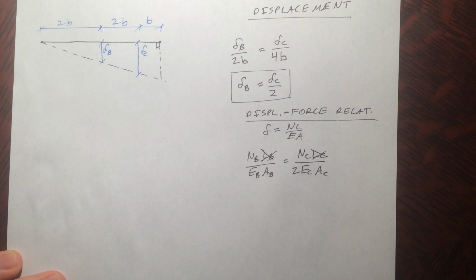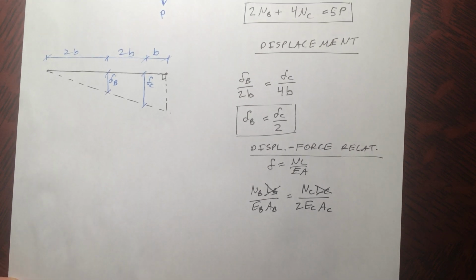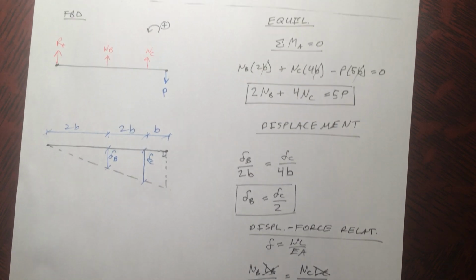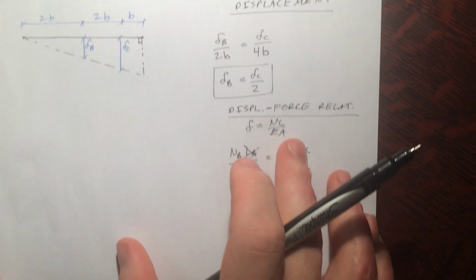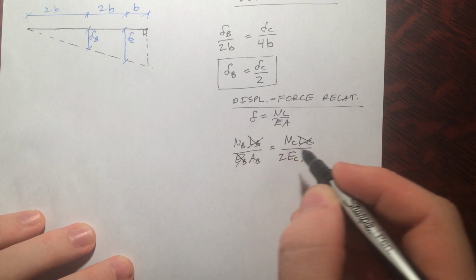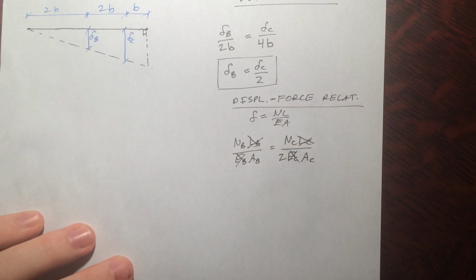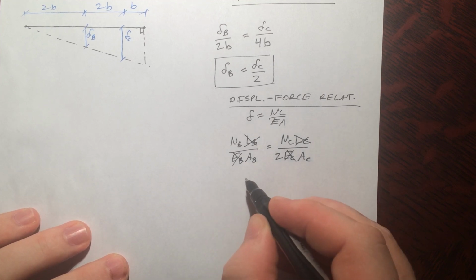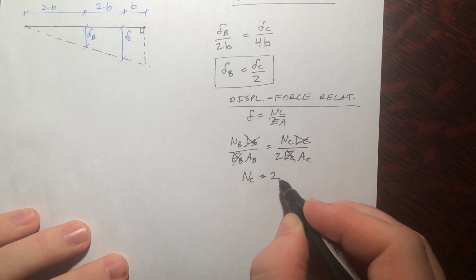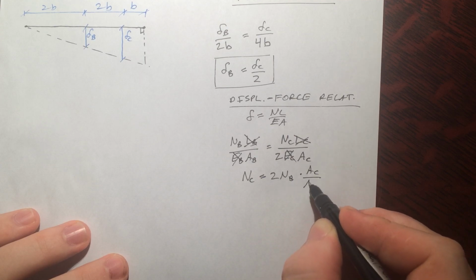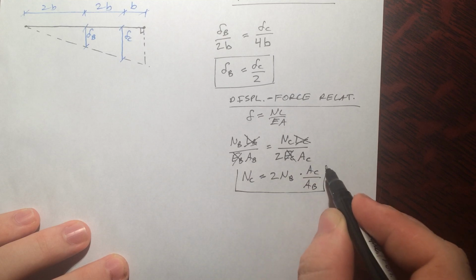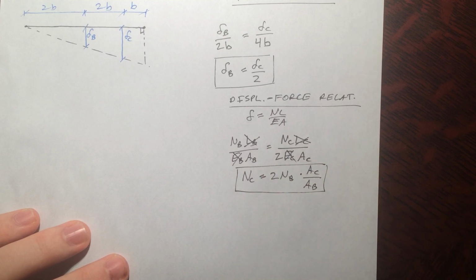Same thing with E actually. If the E is the same, E doesn't matter. So that bit of information is actually kind of useless. EB, EC are the same, so you can cancel them out. Therefore, we can write NC is equal to 2 NB times the ratio of the areas, AC over AB. There we go. Now we have all the information we need.